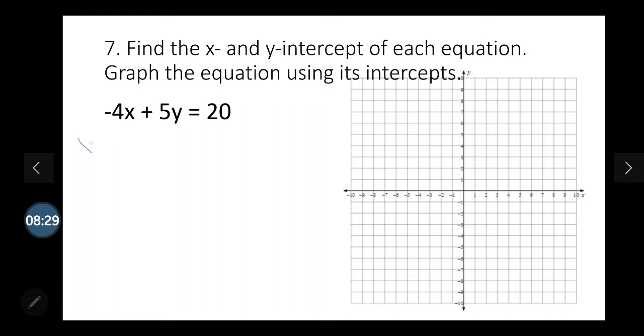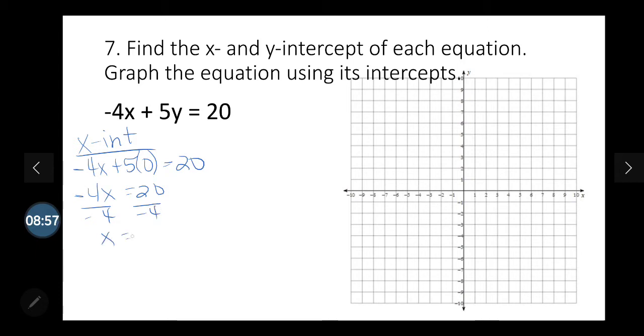So let's find the x-intercept. So negative 4x plus 5 times 0 equals 20. Because I want 0 to be plugged in for y. That's going to give me the x-intercept. So I'll have negative 4x, 5 times 0, 0 equals 20. Divide by negative 4. And x equals negative 5. So my ordered pair would be negative 5, 0.